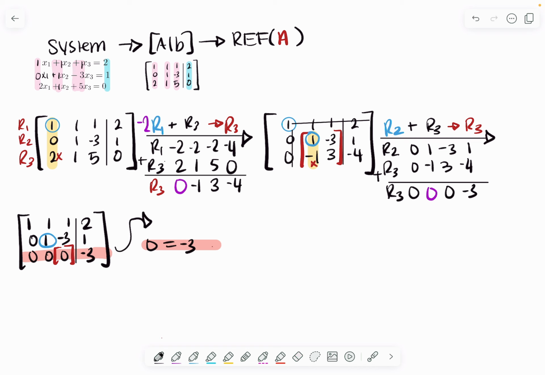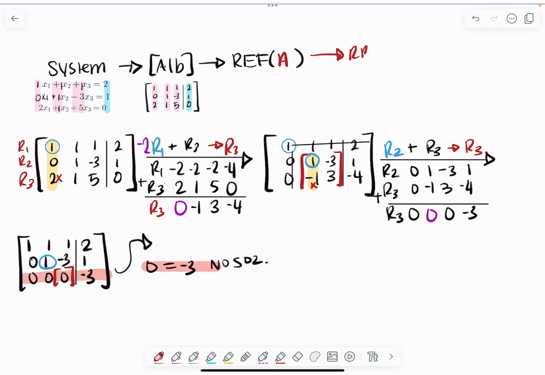0 is not equal to -3, so therefore there is no solution to the system, meaning that these equations do not intersect. So instead of going into reduced row echelon form of A to find the solutions, we can just stop here because there aren't any solutions. So there's no point in reducing it further to get solutions if there aren't any.